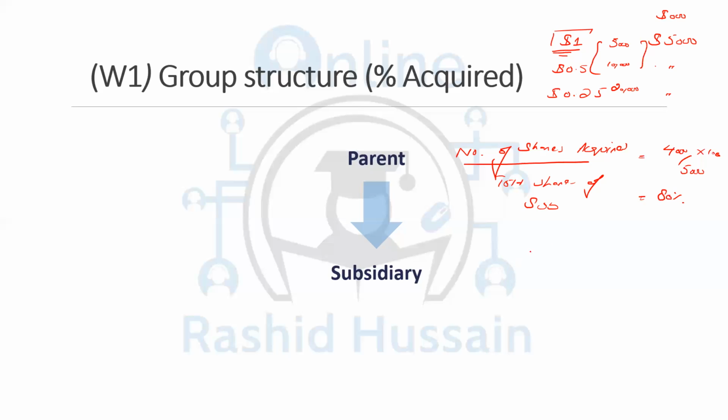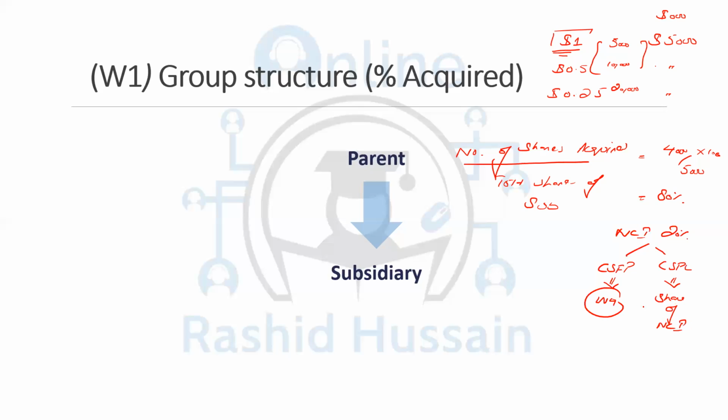Now, the percentage acquired is 80%. Let's assume the 20% would be the non-controlling interest. This 20% NCI is presented within the consolidated statement of financial position, where there will be working number 4 to calculate the NCI. And within the consolidated statement of profit or loss, you need to distribute the profit to this NCI, the share of NCI.